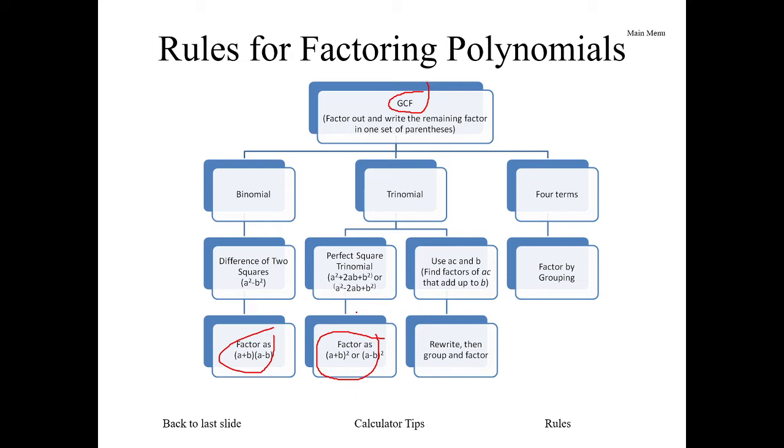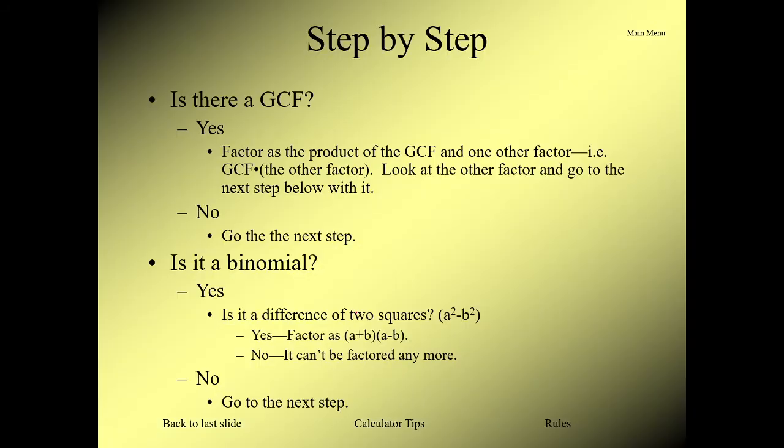Then if it's trinomial again and it's different, you use AC and B. AC and B is a method that we will discuss later. Do not worry if you don't understand it by now. And the last one is four terms. You factor four terms by grouping. So how do we do that?